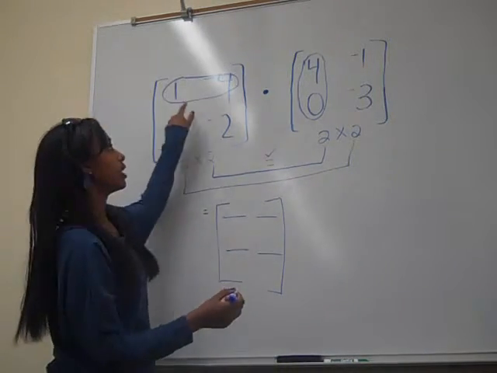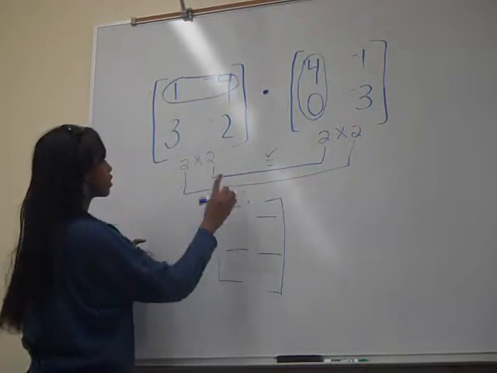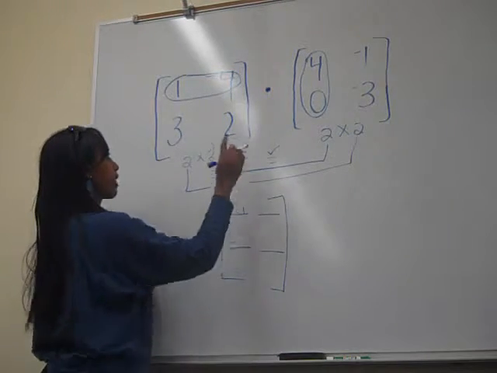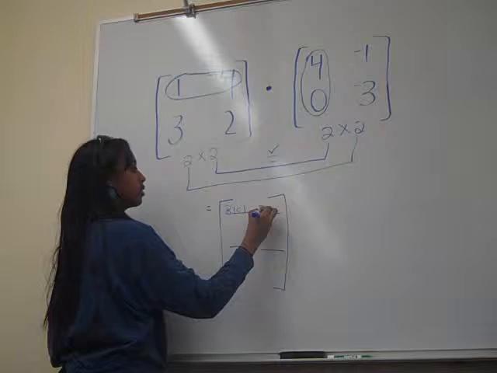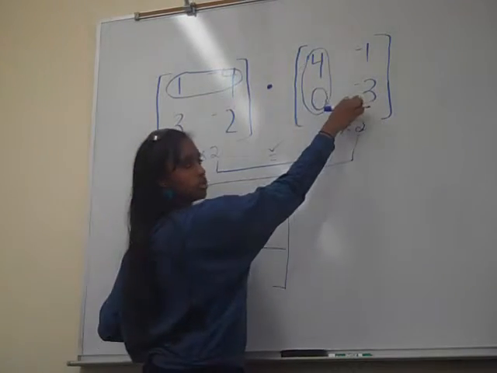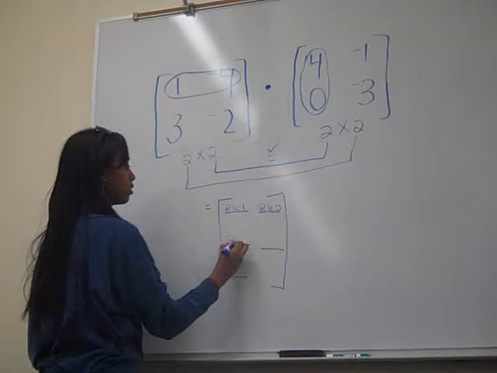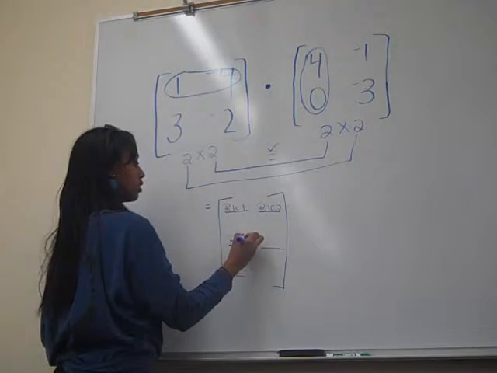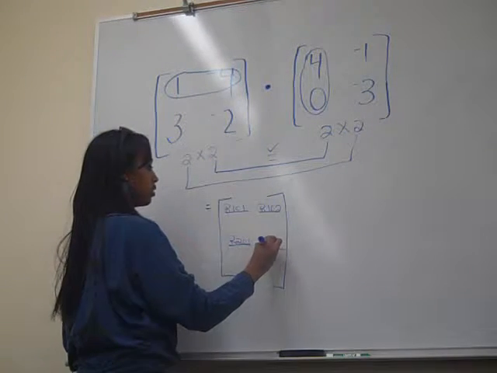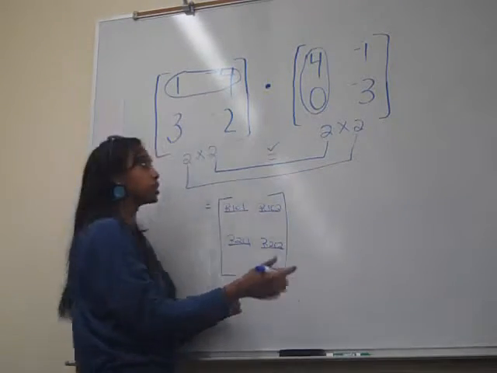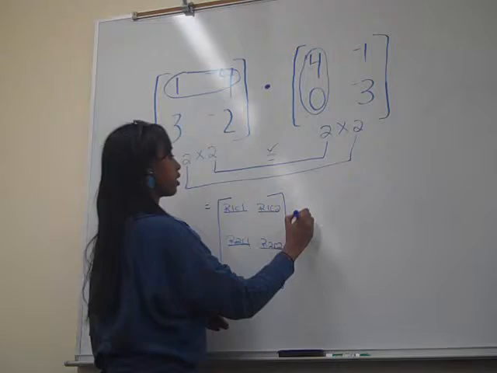So we're going to do row 1 times column 1, and then row 1 times column 2. And then we're going to go to row 2 times column 1, and row 2 times column 2. Now all we have to do is substitute the numbers to where they belong.